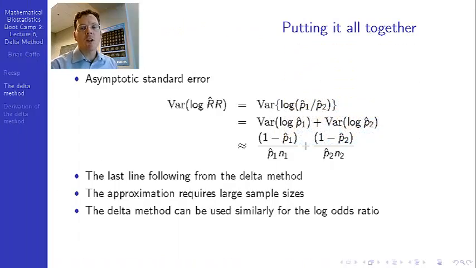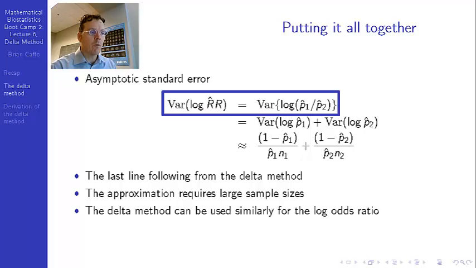Okay, so that actually doesn't give us a standard error for the log relative risk. And honestly, to do that in its full glory, you need a multivariate version of the delta method, which there is, but we don't really cover it in this class. So let's look at the asymptotic standard error for the log relative risk. Let's just kind of heuristically do it. So the variance of the log relative risk is the variance of log of p1 hat divided by p2 hat.